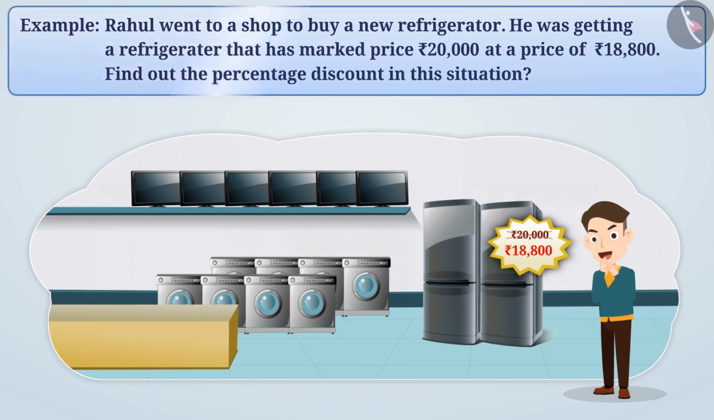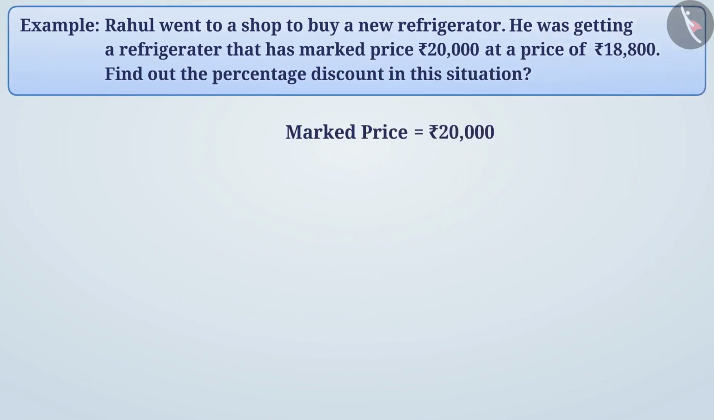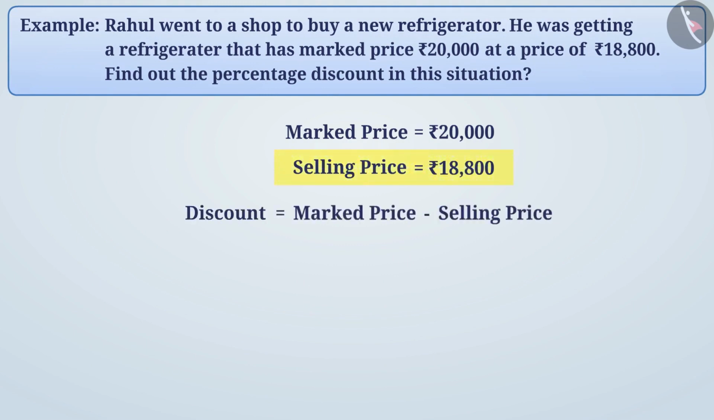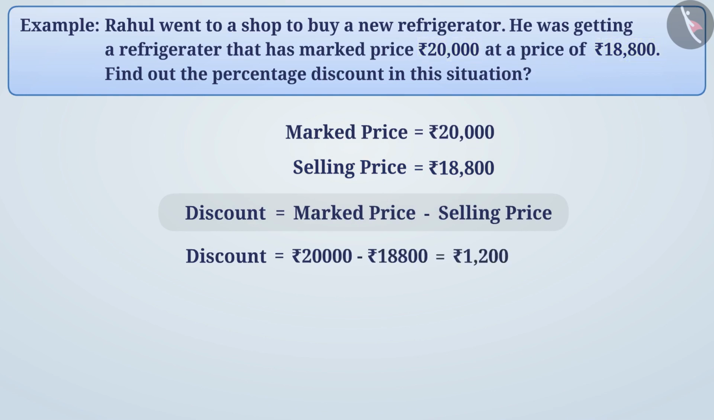From the question, we understand that the marked price is 20,000 rupees and the selling price is 18,800 rupees. To find the discount, we subtract the selling price from the marked price. Discount is equal to marked price minus selling price. Discount is equal to 20,000 rupees minus 18,800 rupees. With this, we get a discount of 1,200 rupees. Hence, the discount is 1,200 rupees on the marked price of 20,000 rupees. So, can you tell what is the percentage discount in this situation? Think.